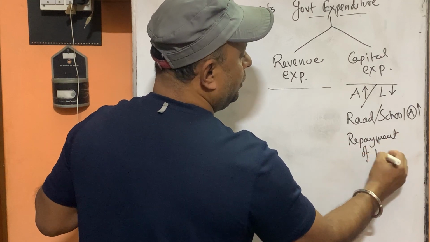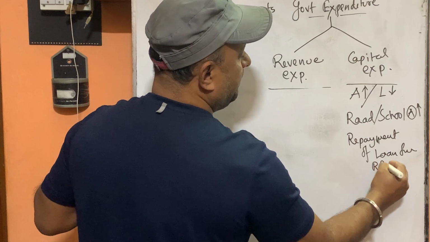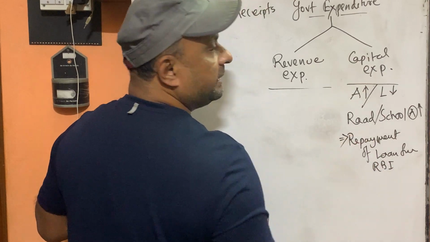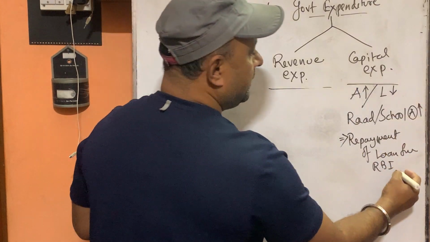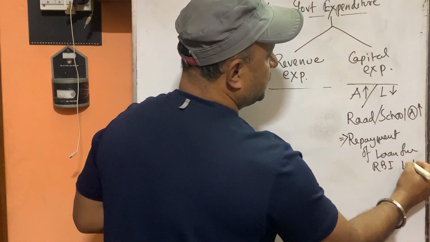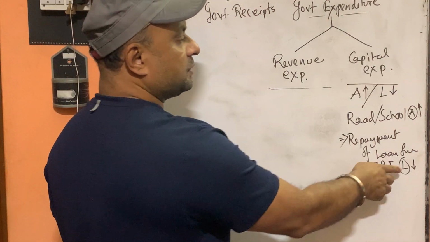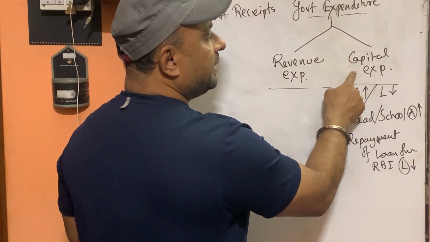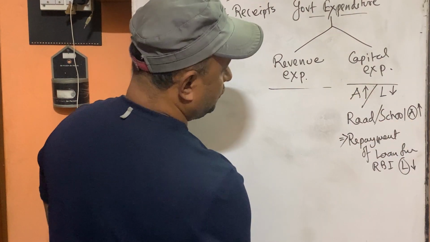repayment of loan from RBI. Suppose government borrowed from RBI, now government returns back the money. That time what happened? Government is spending money, but government liability is reducing. When you return back the money, our responsibility or liability reduces. So in case of capital expenditure, either government asset will increase or government liabilities will fall.